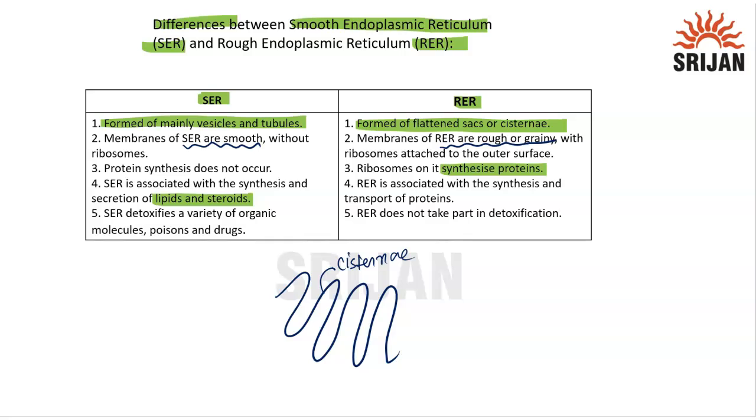Okay. What are the functions? The function is this and this. Smooth endoplasmic reticulum detoxifies a variety of organic molecules like poisons and drugs as well. Whereas the rough endoplasmic reticulum does not take part in detoxification; its only function is protein synthesis and enzyme formation. Protein synthesis does not occur in smooth endoplasmic reticulum, because why? Because they do not have ribosomes. They lack ribosomes, right? So it doesn't happen. But the same situation is not happening in the RER. So here we understood the differences nicely.